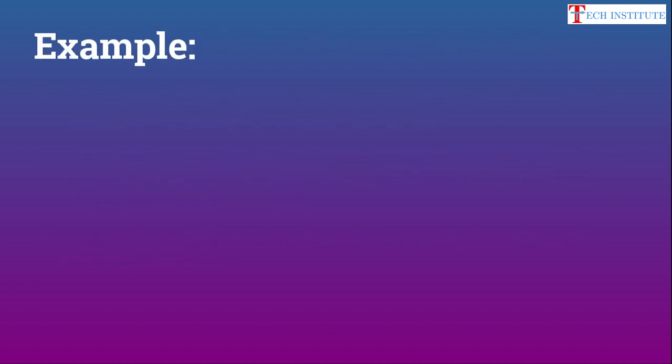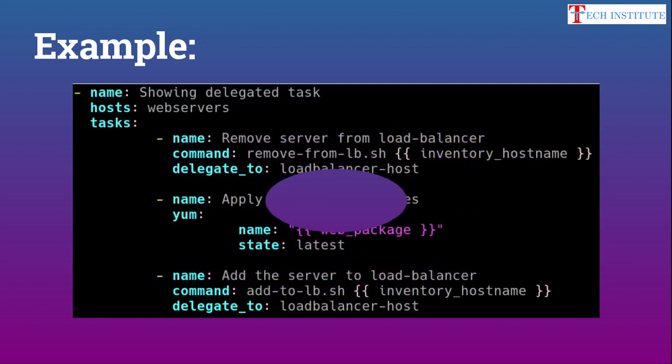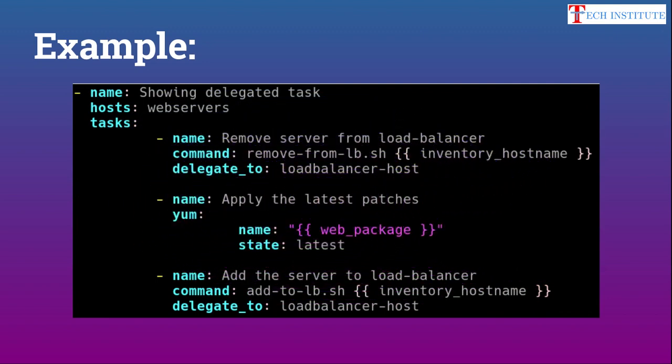Here you can see one example. I am writing 3 tasks and running them on a set of hosts, the web servers. Suppose I am applying patches to my web servers. Before applying patches, I am removing them from the load balancer, then doing the patching, and then adding them back to the load balancer.